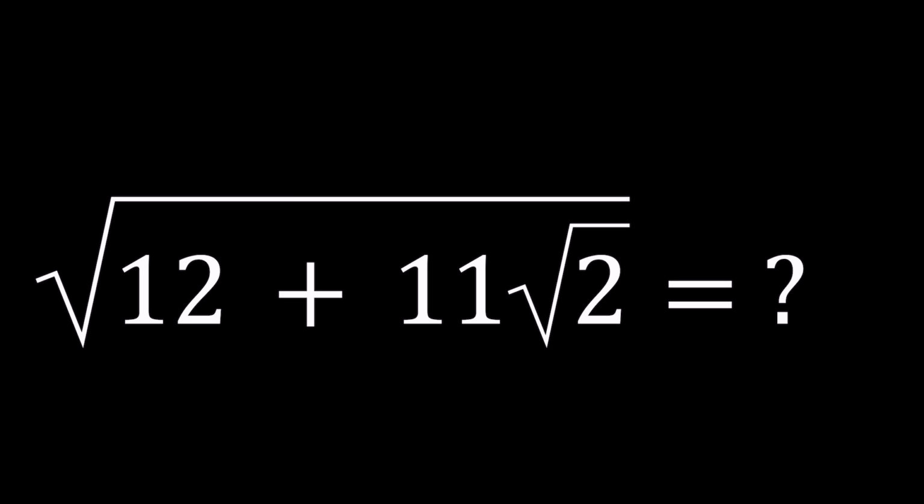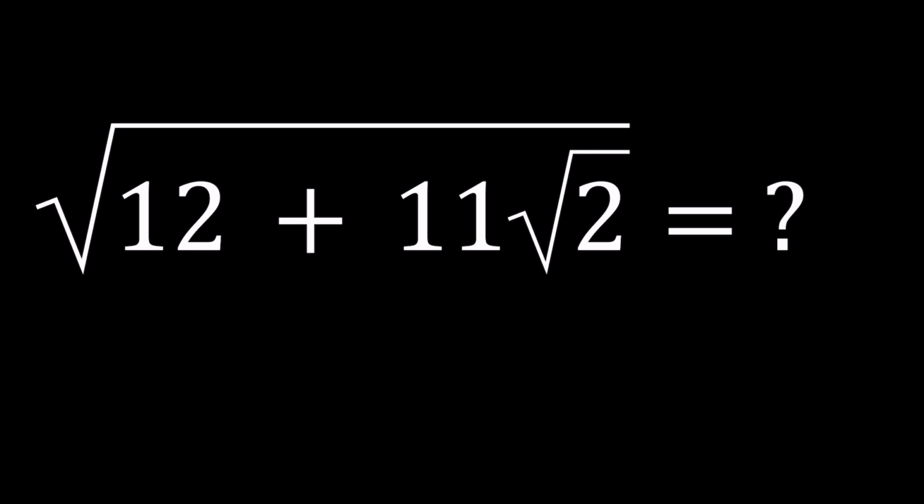Hello everyone. In this video, we're going to be denesting a radical, which means we have the square root of 12 plus 11 times the square root of 2, where you can see that we have a radical under another radical, and we're just going to write it as the sum or difference of two radicals. Okay? That's called denesting. So to be able to do that, there are obviously different ways to approach this problem, and I'm going to try to show you different approaches.